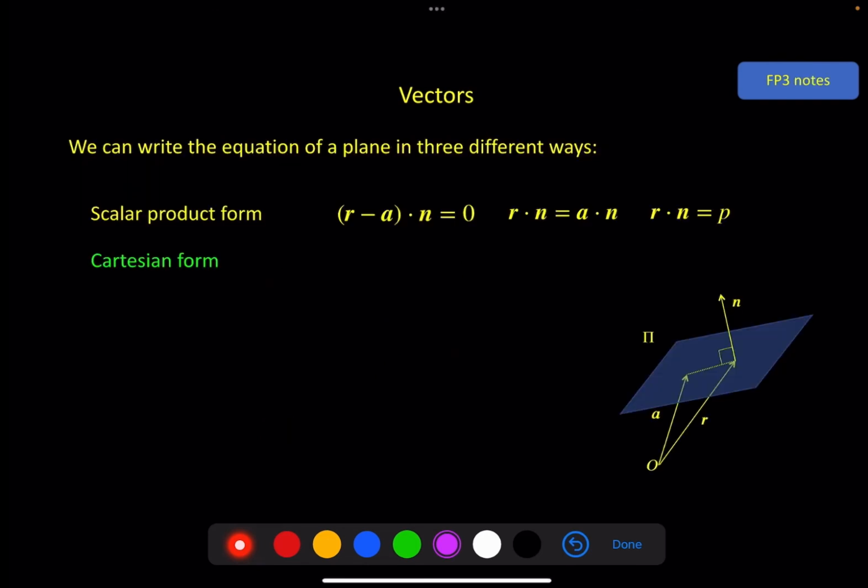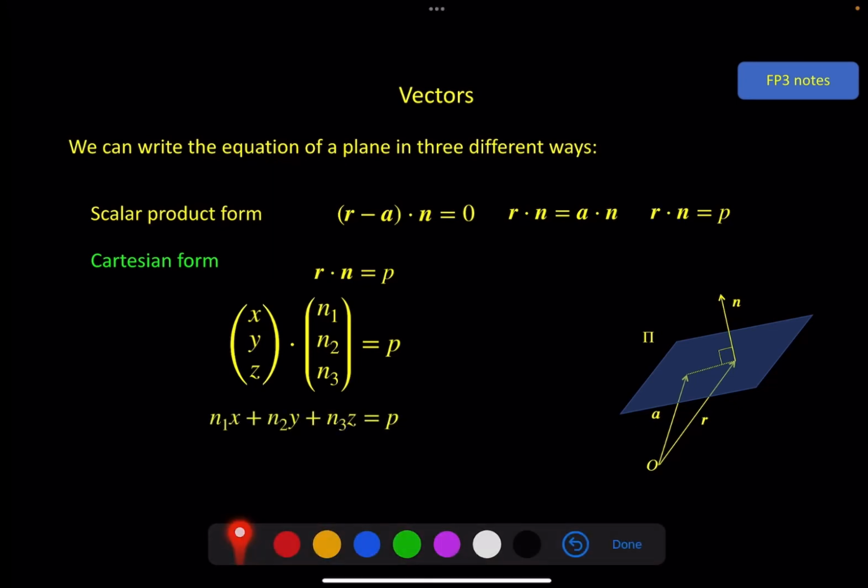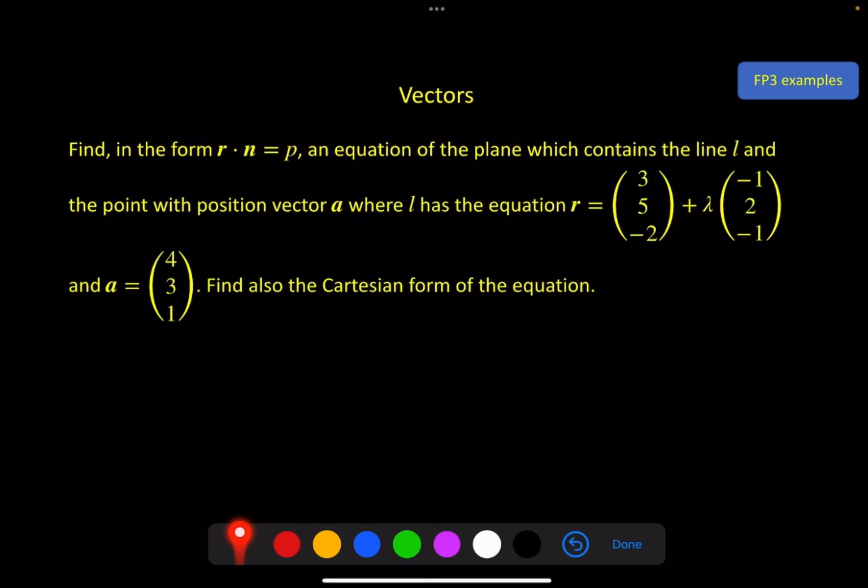So the second option is called the Cartesian form, and that goes straight out of this. This is our starting point, and we just say, if we know what n is, r is the general point x, y, z, go ahead and put them in, do the dot product as normal, and where n1, n2, n3, and p are numbers that you will know in terms of finding the equation of the plane, they are numbers to find, x, y, z will be variables. You can then just rearrange that to give this, which is the Cartesian form. So a quick example of that.